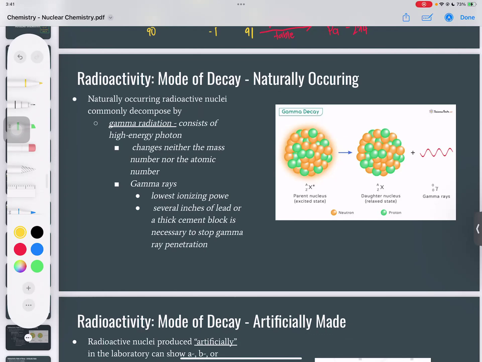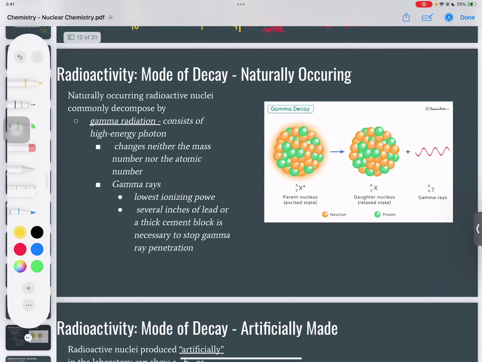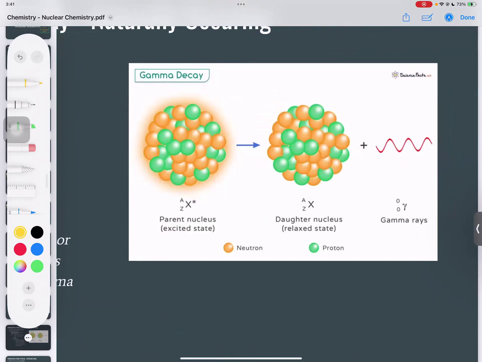In this illustration, you can see that the gamma ray has A and Z of 0: 0 atomic number, 0 mass number. It is symbolized by a photon. It's just a photon. The daughter nucleus is the same as the parent nucleus. It's just more relaxed because it released energy, so it is less excited. If it is less excited, it is less reactive already. Again, it's for stability.